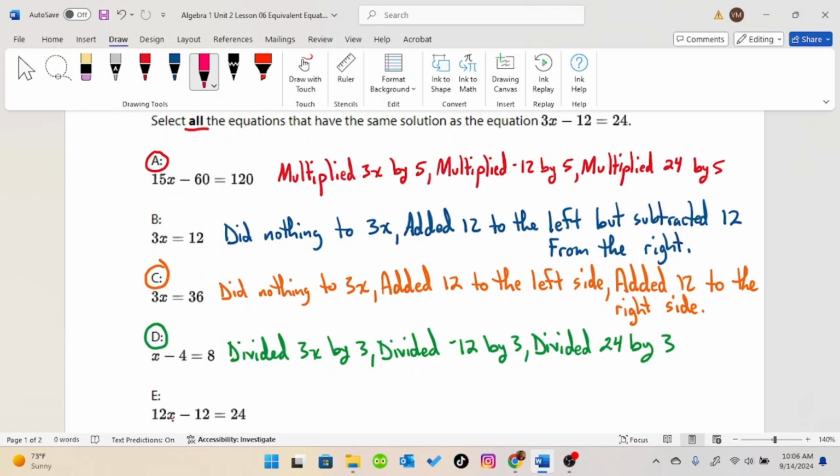Choice E. To go from 3x to 12x, they multiplied by 4.